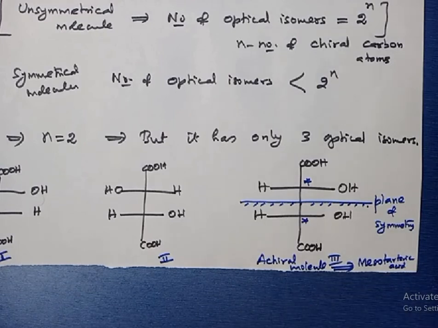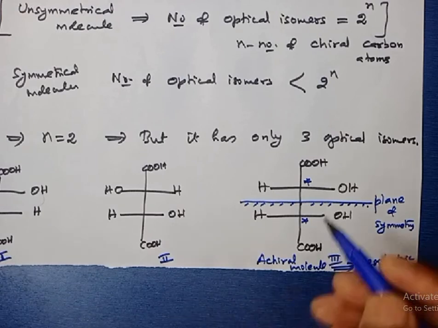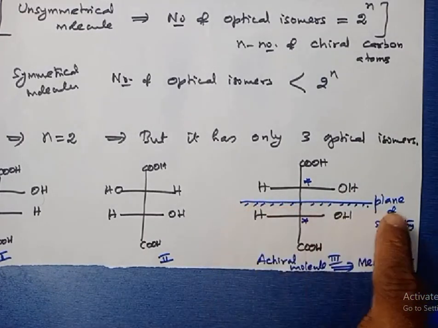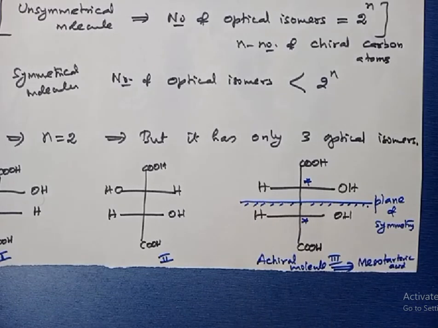Why is it achiral? Though it contains two chiral carbons, it is an achiral molecule. Why? Due to the presence of what? Symmetry. Plane of symmetry. Okay, so let me write on the next page.